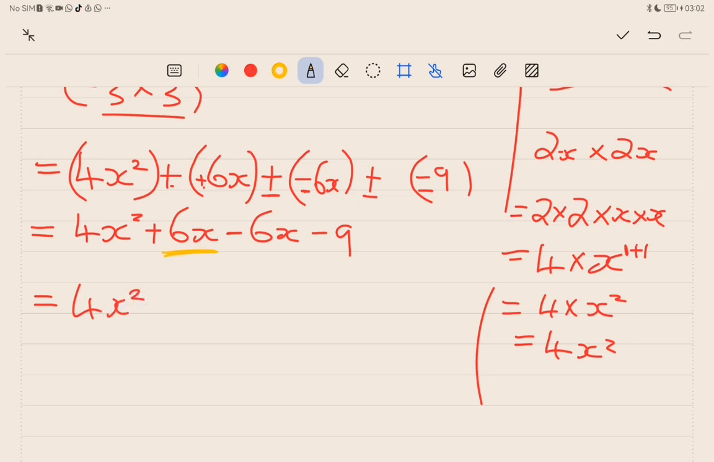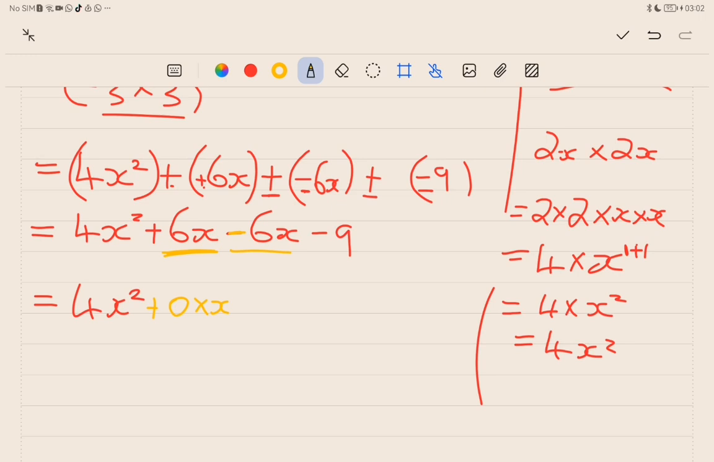Then now with positive 6x, you're going to look for its like term. To look for its like term, we focus on x. Is there any other term with an x? Yes, there is, which is negative 6. So we are just going to say 6 minus 6 on your calculator. Then you get 0. 0 multiplied by x.